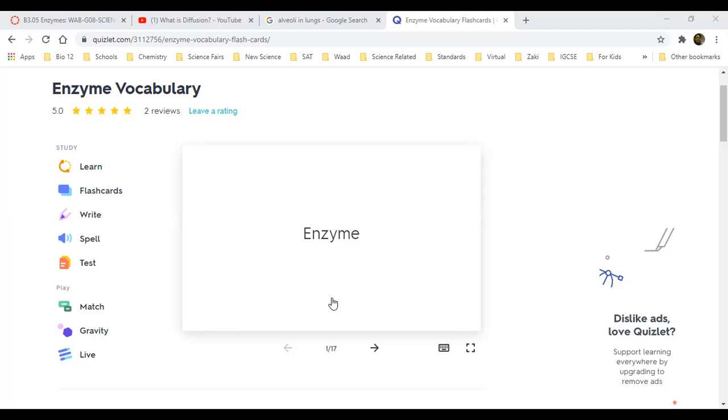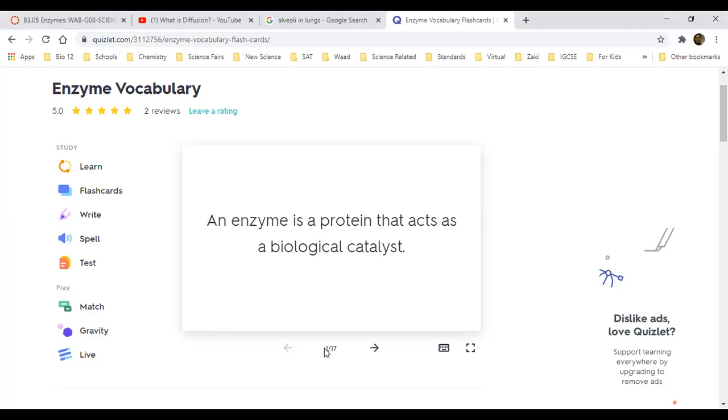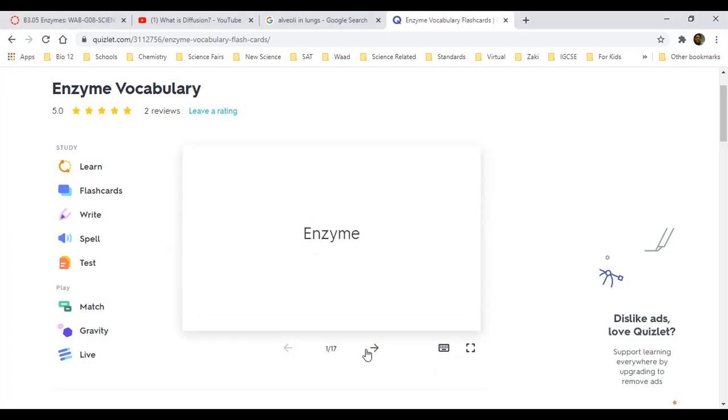Excellent answer. Absolutely right. It is a substance. It's actually a protein that can speed up a chemical reaction. We call them a biological catalyst. A catalyst is the same thing, something that speeds up a chemical reaction. So excellent answer, Awais. Very good job. Thank you. So we'll go to the next card. Catalyst. We just said what a catalyst is.